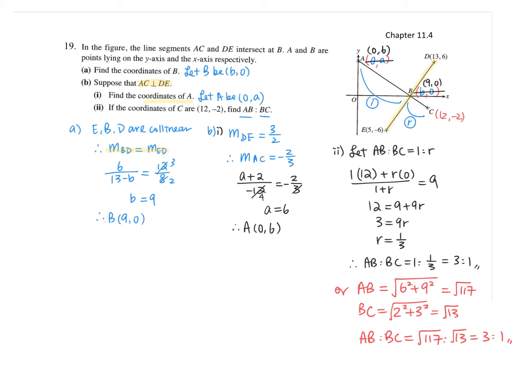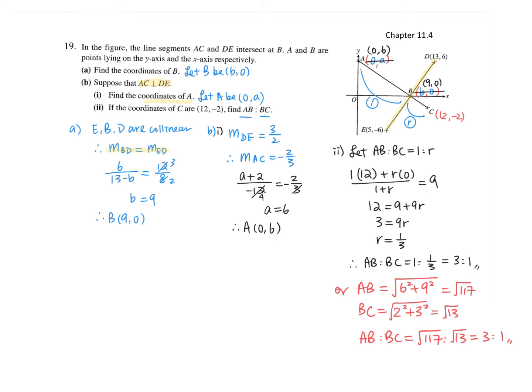So here I used x, and it turns out that no matter which coordinate you use, you should get R to be 1 over 3. But don't stop here, because for our final answer, the ratio should be presented in integer to integer form, so it's 3 to 1.